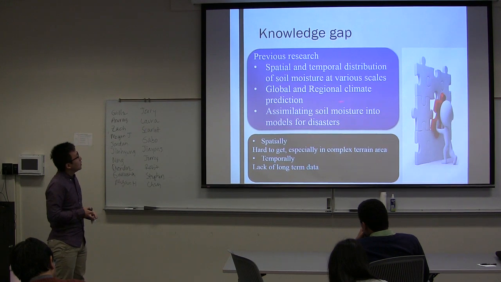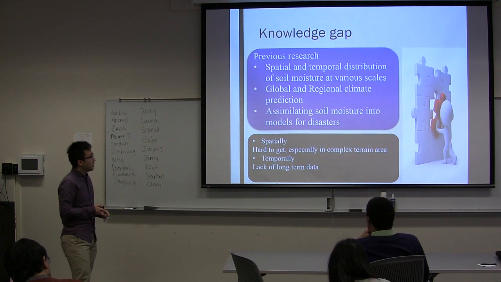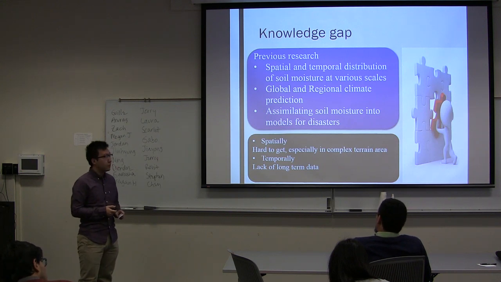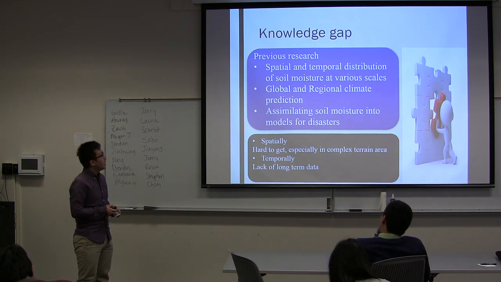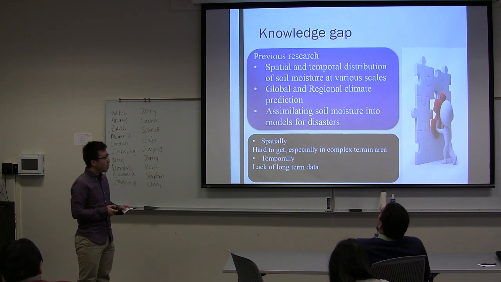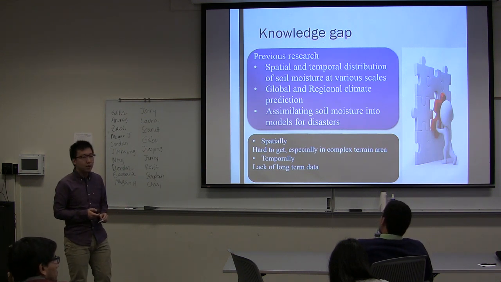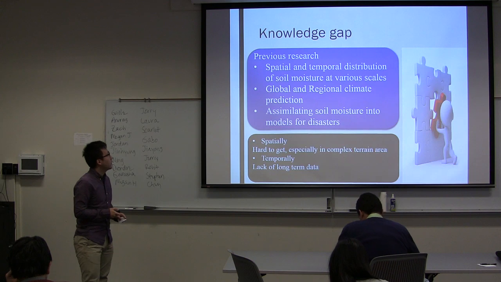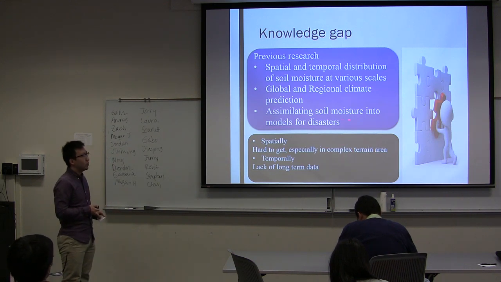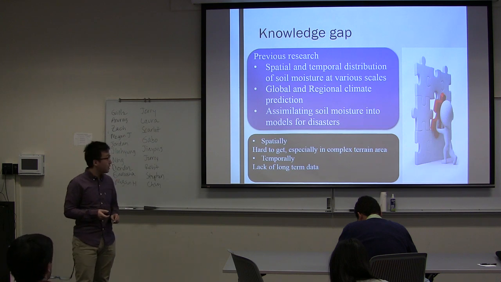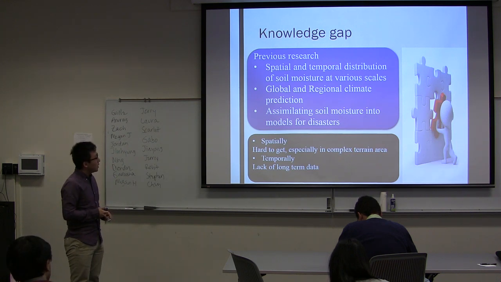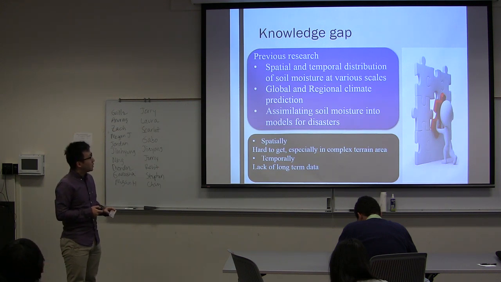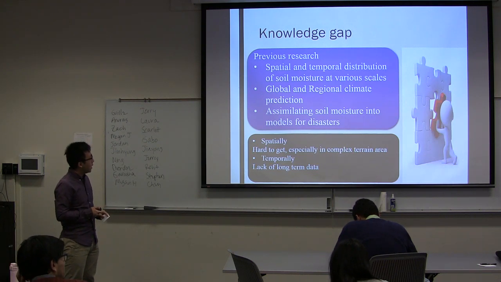And secondly, it's used for global and regional climate predictions. The interactions between climate and soil moisture have been identified in previous studies, and some studies show that by incorporating soil moisture in the climate modeling, it can improve their model performance by 10% or 15%. And the third one is assimilating soil moisture into models for disasters such as drought, Zach has mentioned, and the flood. Especially for flood, the flood prediction is really hard. And with soil moisture, especially the antecedent soil moisture, could increase the prediction accuracy of that one.